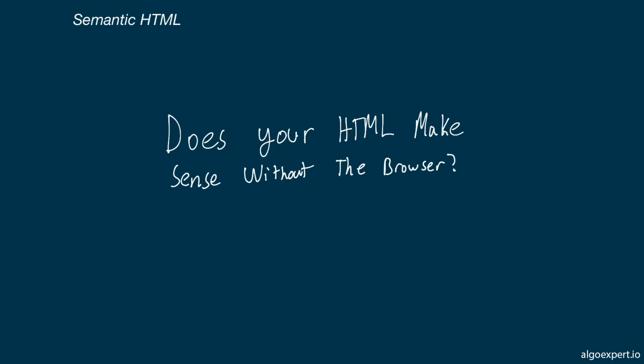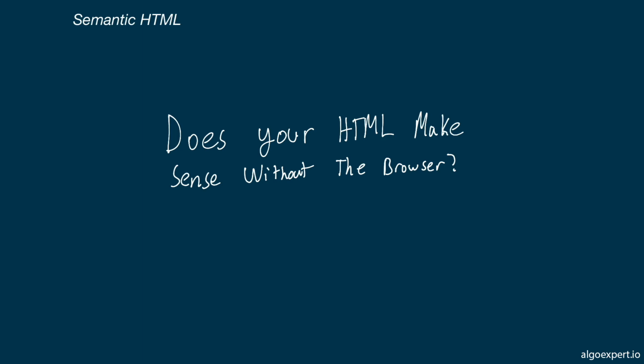In this video, we'll be talking about semantic HTML. When we talk about semantic HTML, the question we're really trying to answer is, does your HTML file make sense without the browser? There are tons of circumstances where somebody might need to see your HTML code or interact with it, but they can't visually see the output produced by the browser. We need to make sure that the code we write is semantically correct for these purposes.